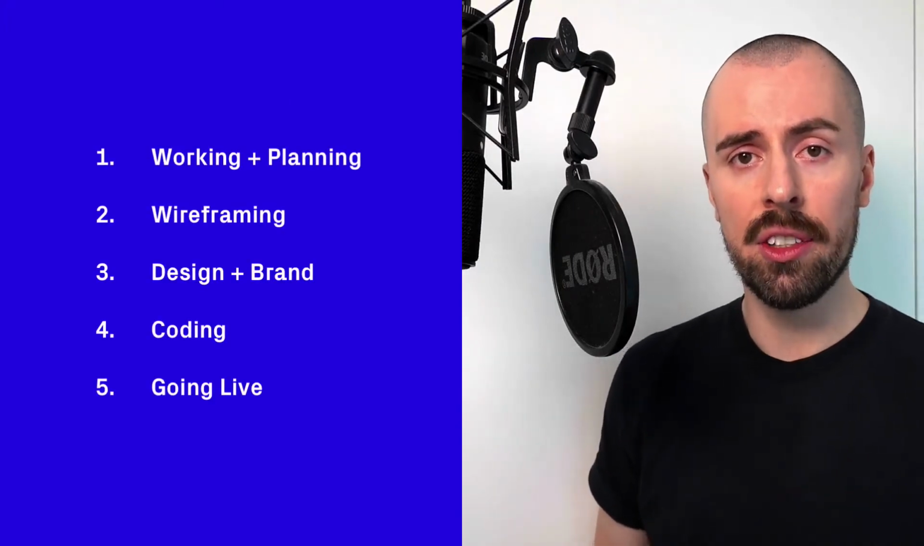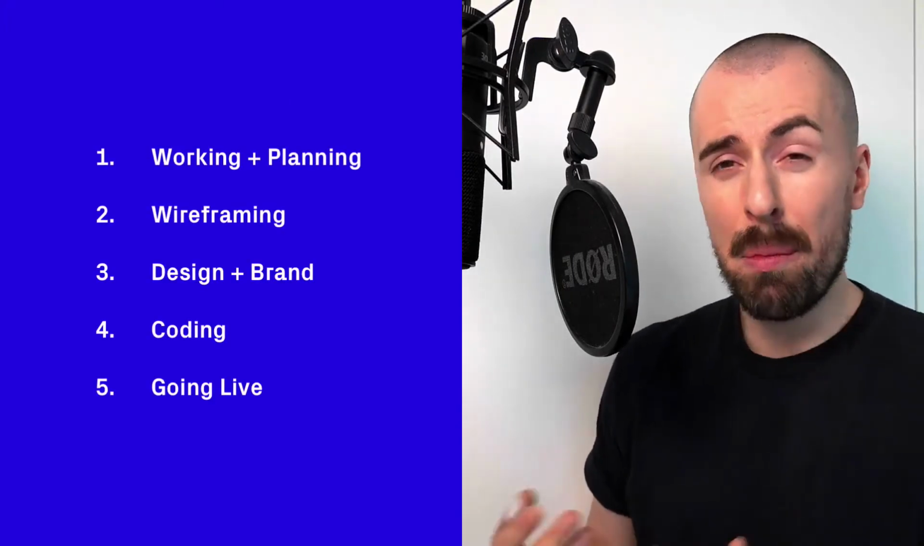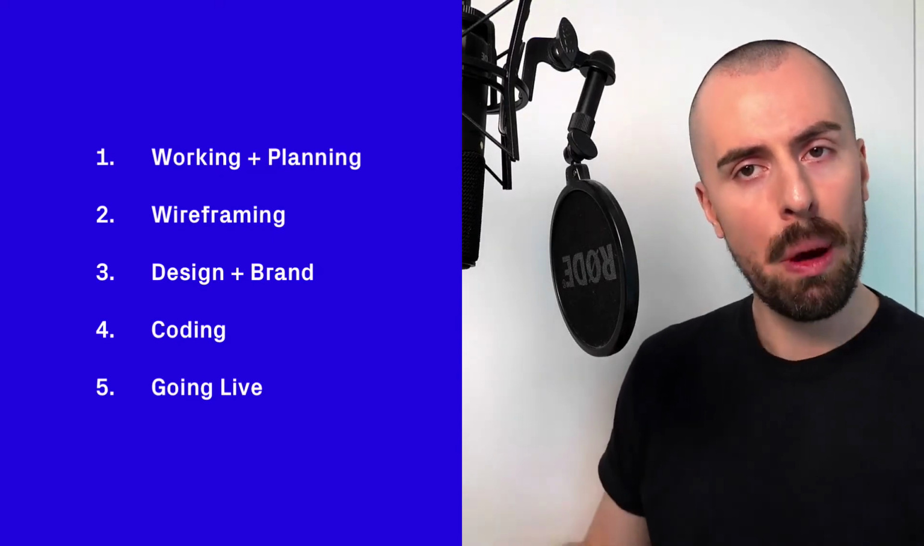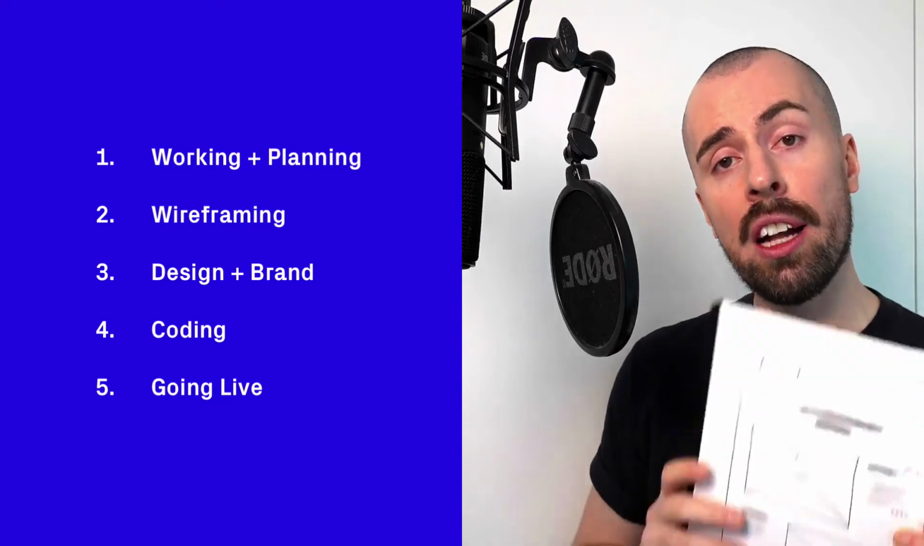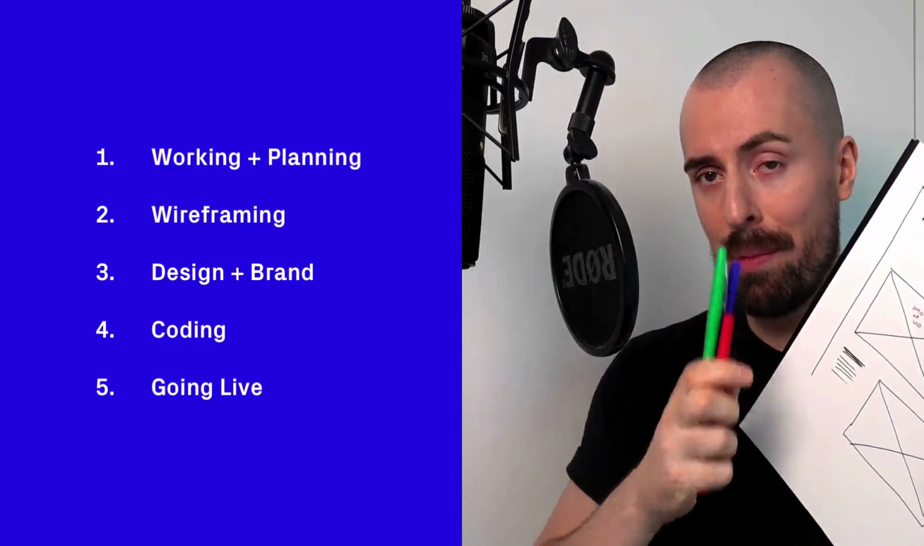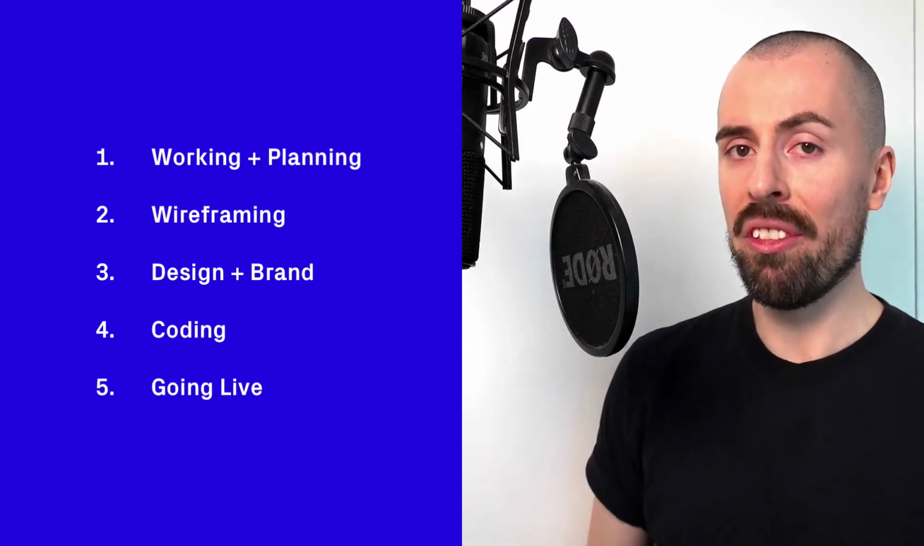So on the course, there's going to be 5 different things we're going to cover. The first one is going to be how we work with clients. You may not have a client and you might be working on your own projects, but you'll still go through the same process of when you plan your website. The second thing is we're going to actually wireframe our site up. So we're going to use pen to paper to actually sketch out what we're thinking.